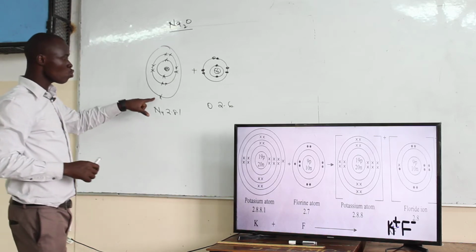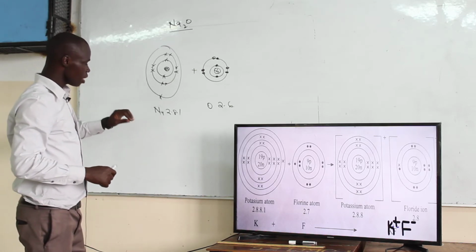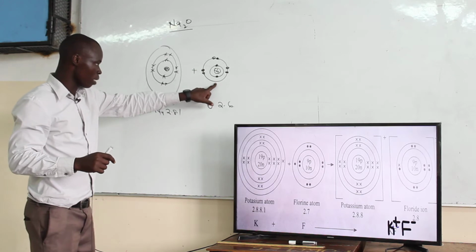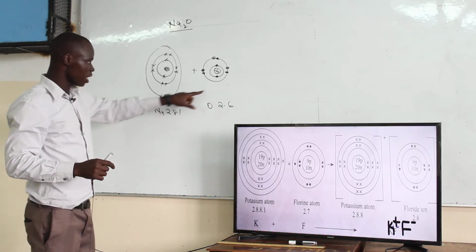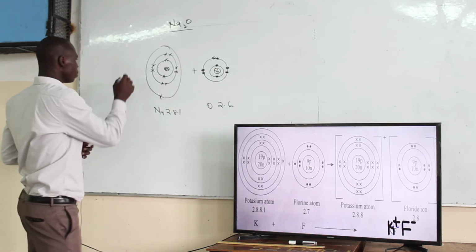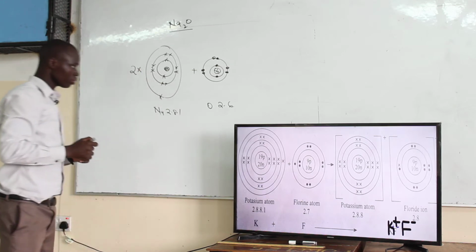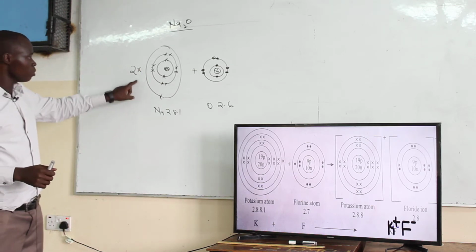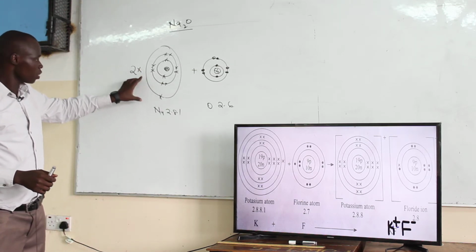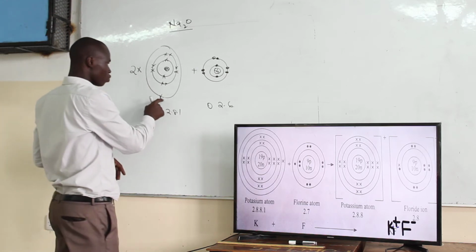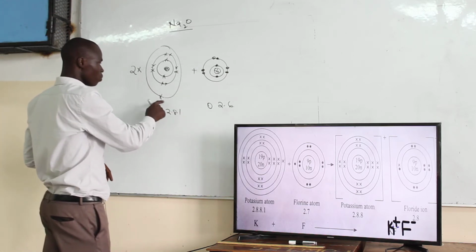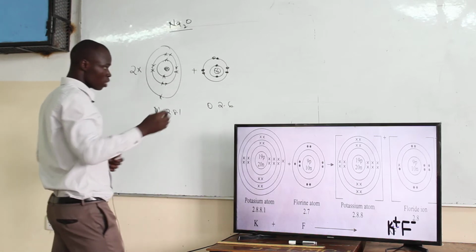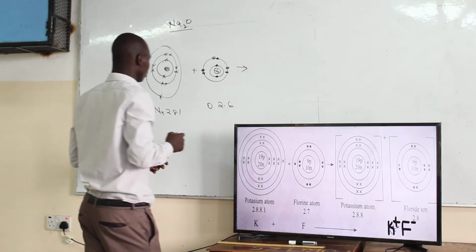That means we need 2 of sodium, such that one sodium loses 1 electron to come here, another sodium loses another electron to come here. So what do you do? You multiply here by 2. That means we want to have 2 sodium atoms. One will lose 1 electron to come here, and another one will also lose another electron. So that's what we're going to end up with.